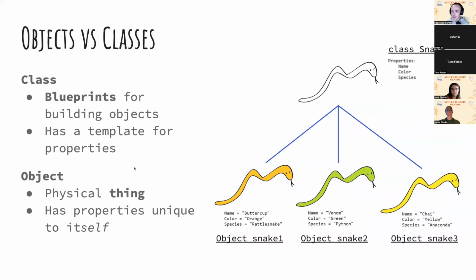So for example, you have a class snake, right? And a snake can have its name, its color, its species. But when you create a snake and assign it to a variable, you can choose what you want to set for those. So when you create your snake1 object, you could give it a name Buttercup, change its color to orange, and change its species to a rattlesnake. And then you could do something similar with snake2, but change its name to Venom, give it a color green, and give it a species Python. So classes just give you a template for how your objects should be structured.